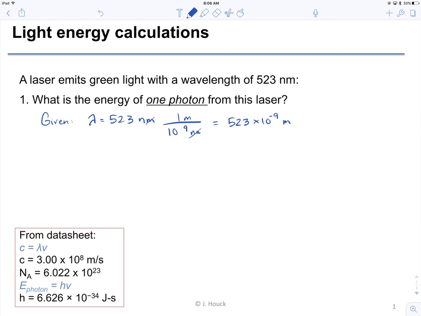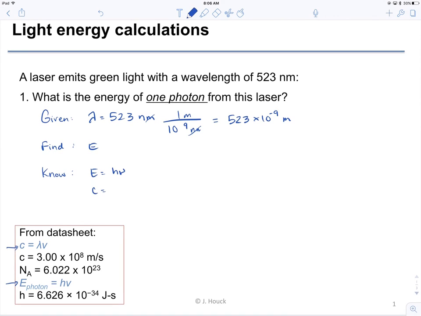We are asked to find energy, and from our data sheet we have this equation for energy. E of a photon is equal to h nu. And we also have this expression for c, speed of light, is equal to lambda nu. So what we know is that there is a relationship between energy and wavelength.